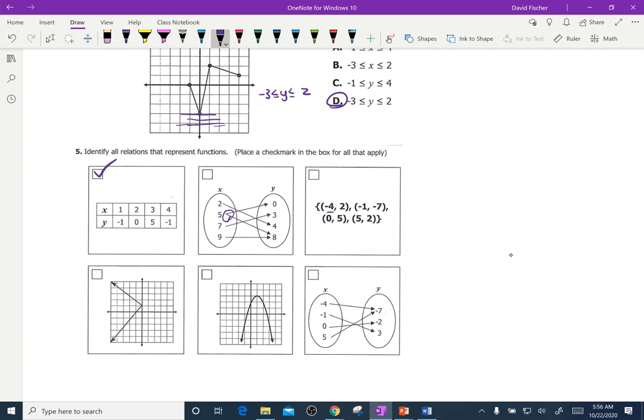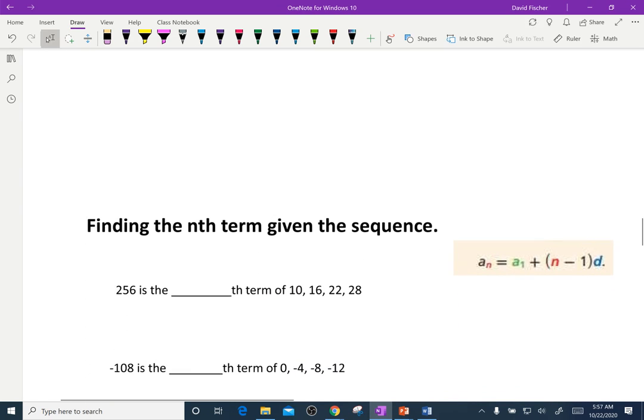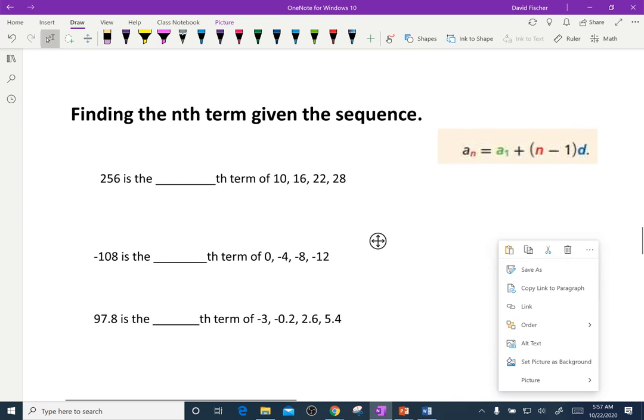Give me my coordinates. I have a -4, a -1, a 0, and a 5. I didn't hear any number repeated, so that is a function. This one doesn't pass the vertical line test. This one will, so this is a function. Here's another mapping diagram. I have one line off of each, so that's a function. Sorry about taking up a whole page for that, but this is getting us ready for the test this coming week. Now, here's what we want to do today.